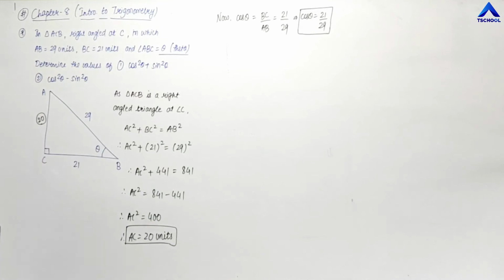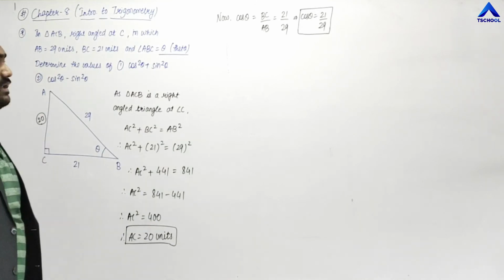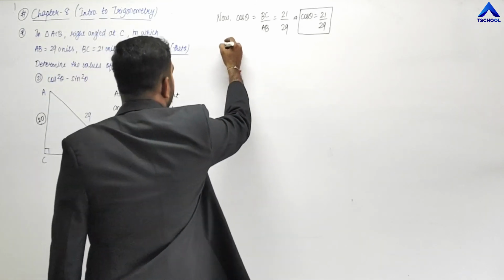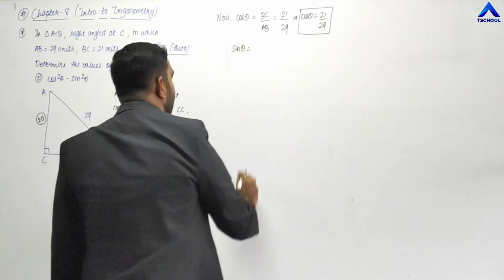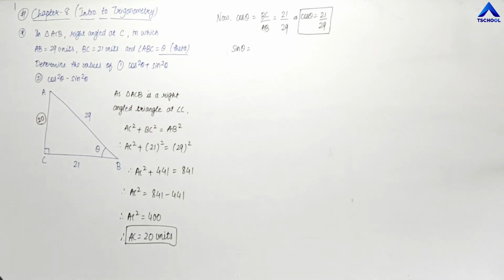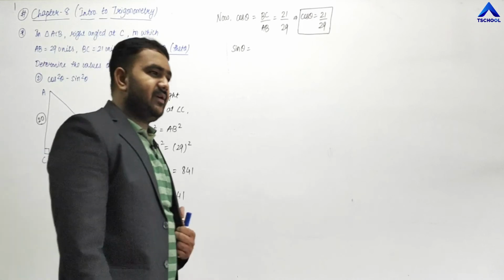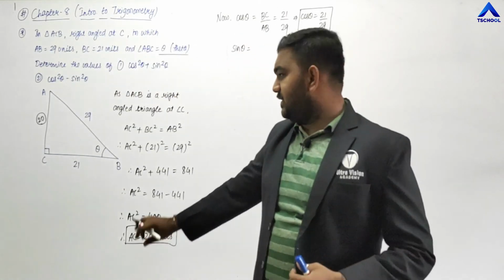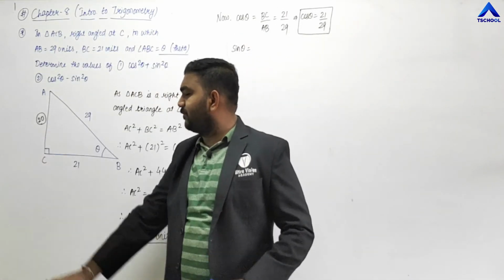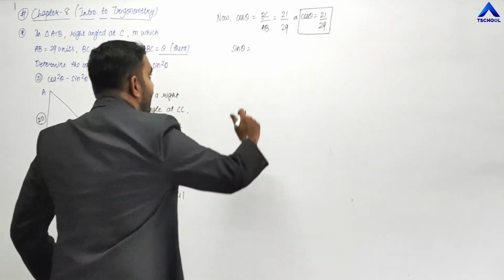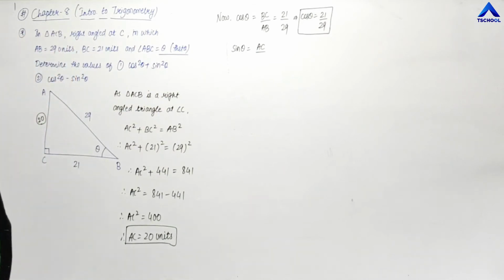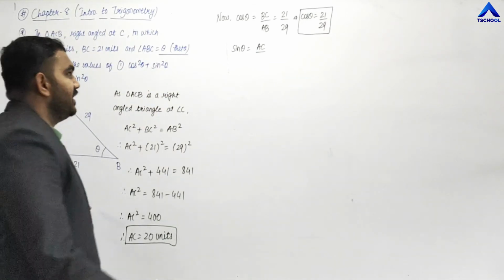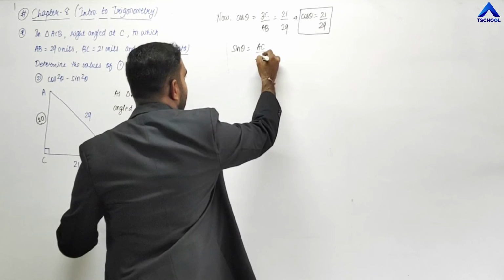Is this thing clear? So we got one of the ratios here, that is 21 upon 29, and sin theta. Again, what is the ratio for sin theta, friends? Sin theta, that is side opposite to angle theta divided by hypotenuse. So what is the side opposite to angle theta? That is AC, and here we can write down that side opposite to angle theta, that is AC, divided by the hypotenuse, that is equals to AB.